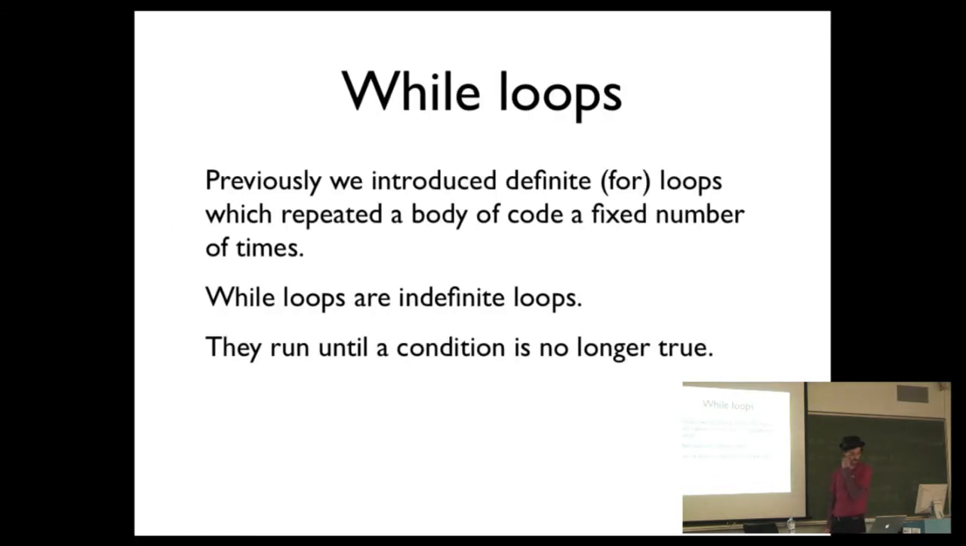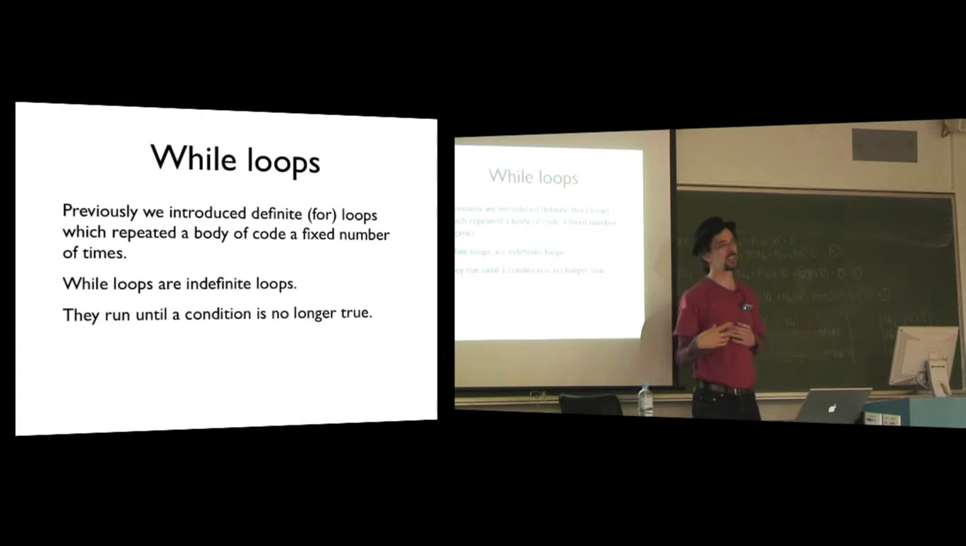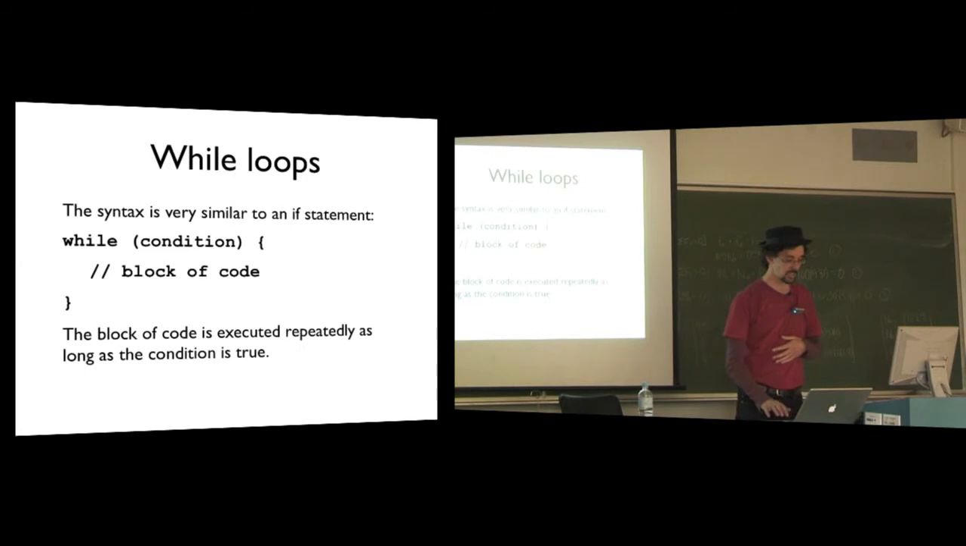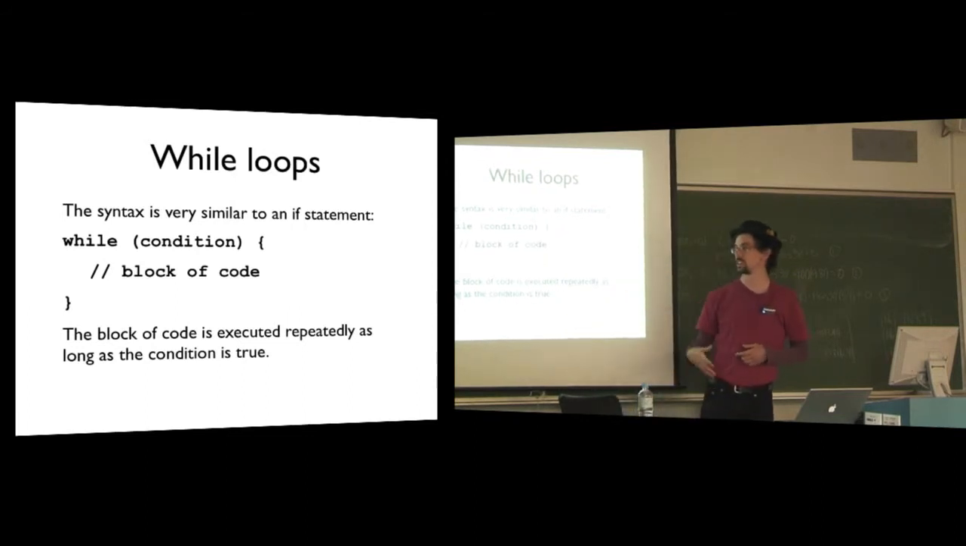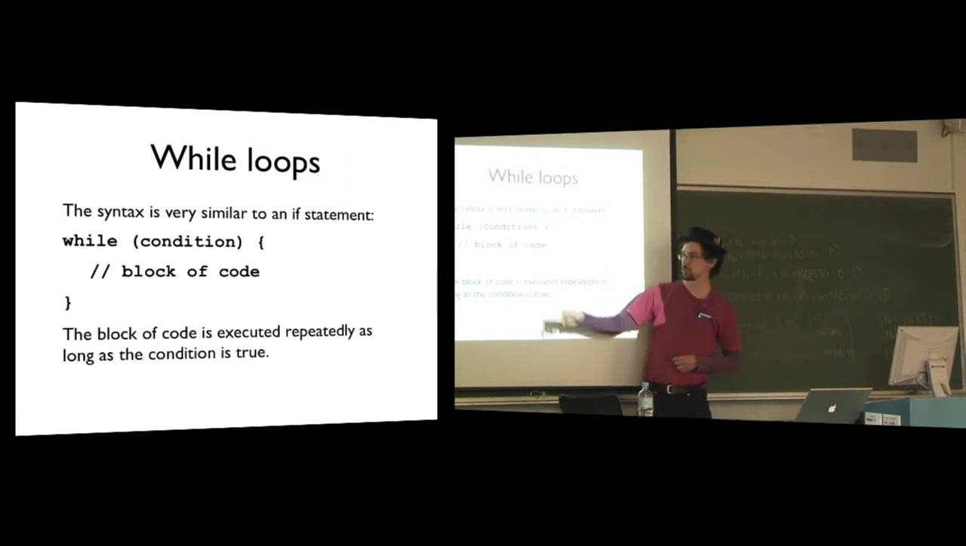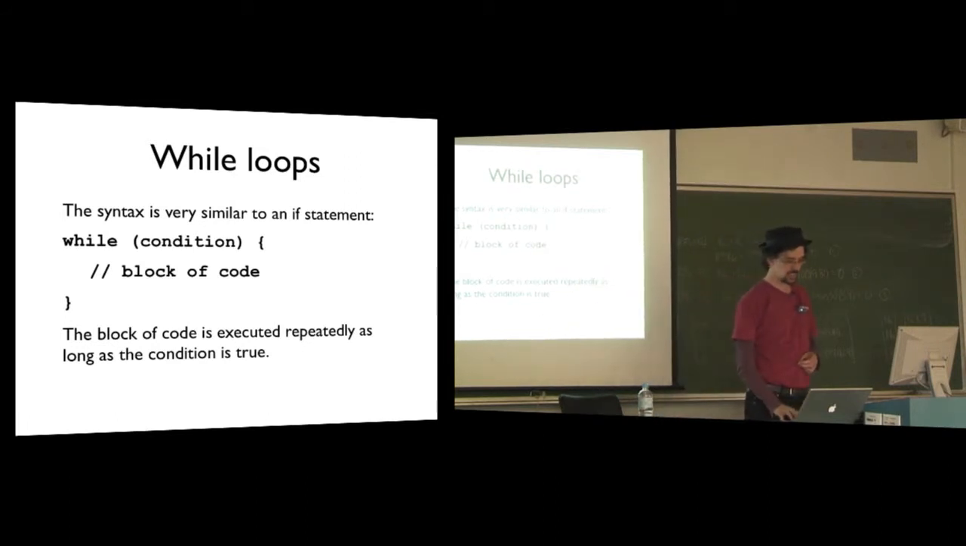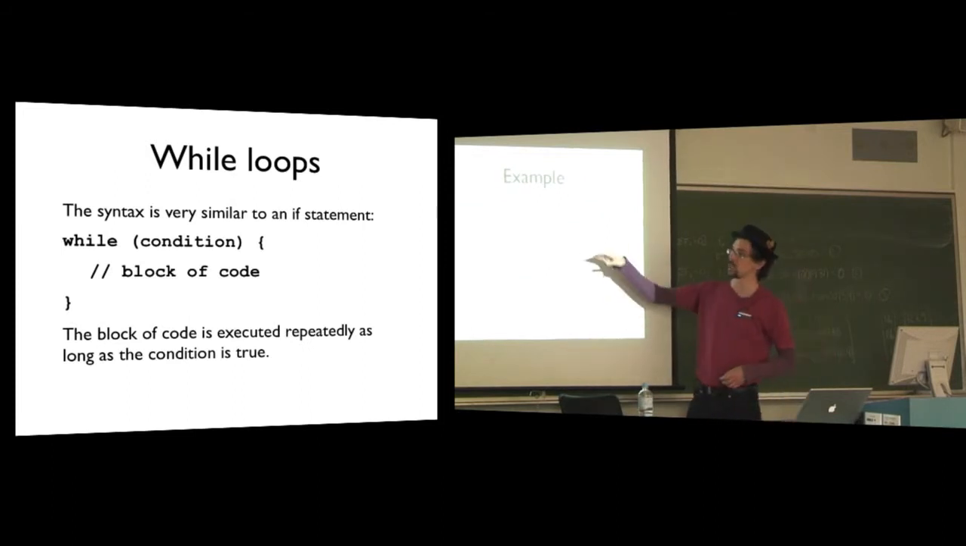Just the summary was, we talked about for loops before, which we said were definite loops. They're definite because they execute a fixed number of times. A while loop is what we call an indefinite loop. We don't know how many times it's going to run. It'll just keep running until the condition is no longer true. It looks an awful lot like an if statement. We have while, then a condition, and then in braces we have a block of code. And the block of code is executed repeatedly as long as the condition remains true. Now, the condition is checked at the top of the loop.